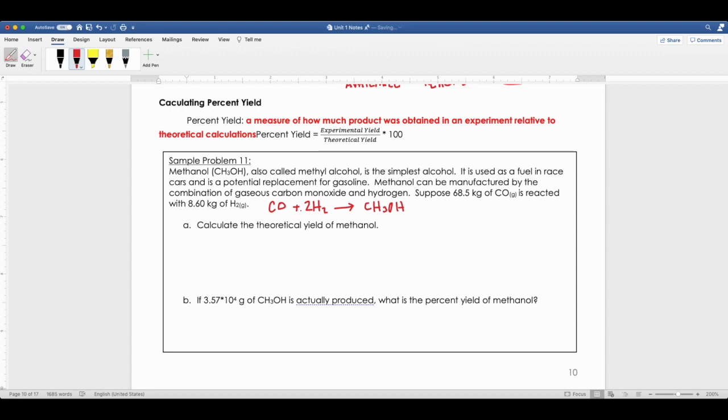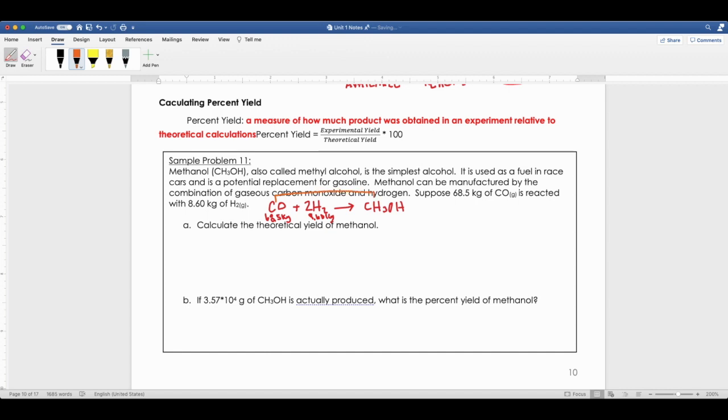So I'm also given amounts of each reactant. I have 68.5 kilograms of carbon monoxide, and I have 8.6 kilograms of hydrogen. Let's go ahead, and I'm going to color code this again just so you see, but I want you to determine which is the limiting reagent, right? And even though it's in kilograms, it's fine.